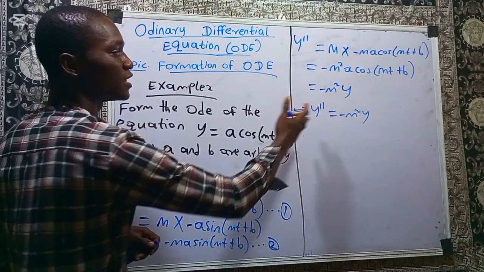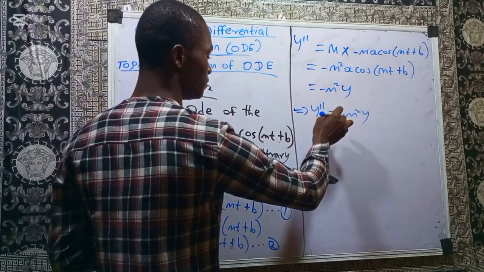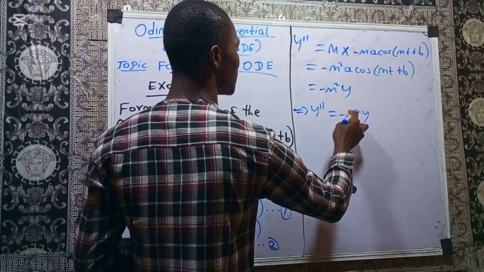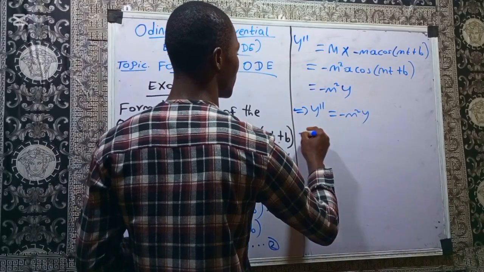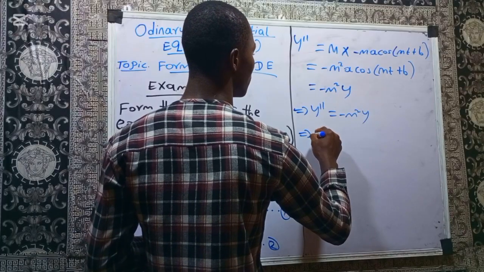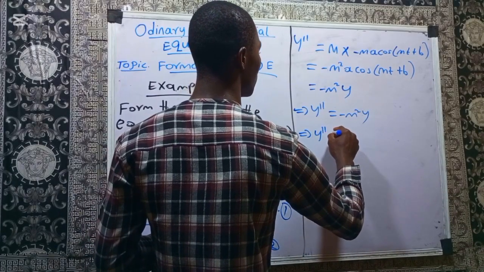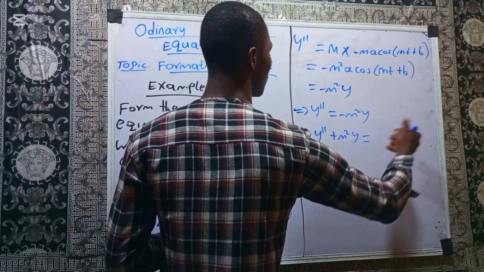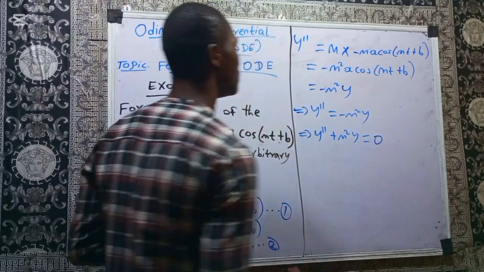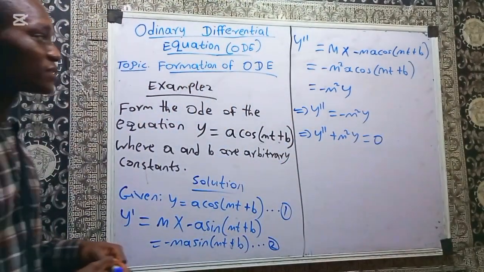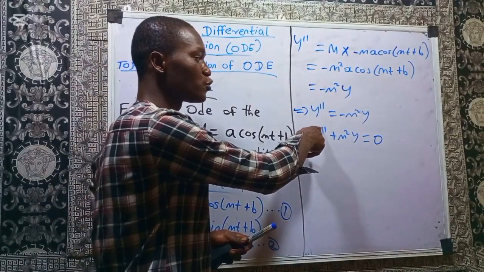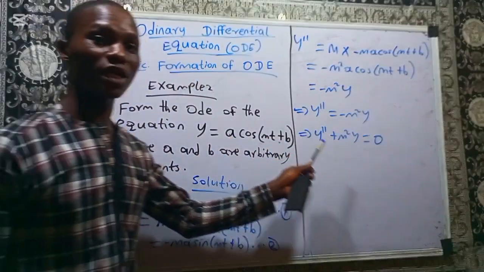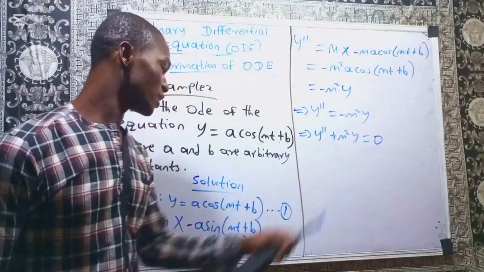And if you bring this negative m squared y to the left hand side, you will have y prime prime plus m squared y. You now have 0 remaining at the right. So what is the order of this equation? 2. How many constants do you have? 2. So this is our required ODE.